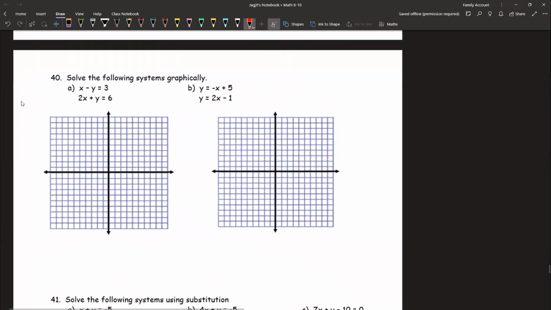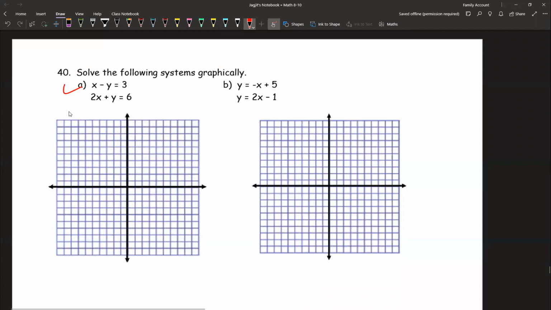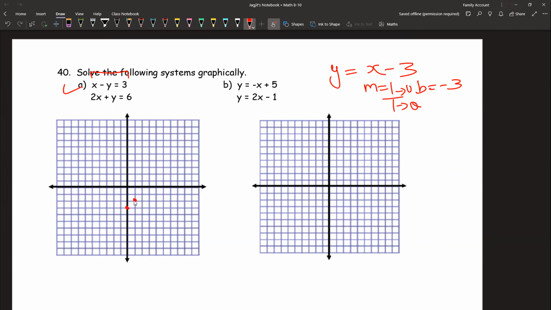Now they're asking us to graph these systems, solve these systems using graphing. So we have to essentially draw each of their graphs and see where they intersect. Isolate this first equation. So we'll isolate the y, move the y over to the other side. It'll be x minus 3. Slope is 1. Y-intercept is minus 3. Slope is 1 means you go 1 over 1 up. So here's the second point. So that line will look something like that. Okay? You'll get that graph.